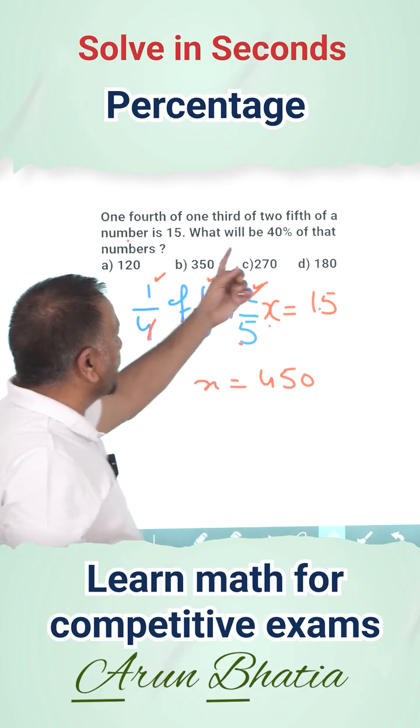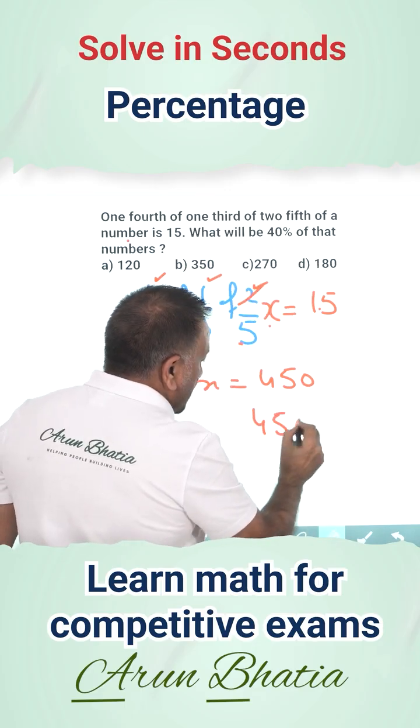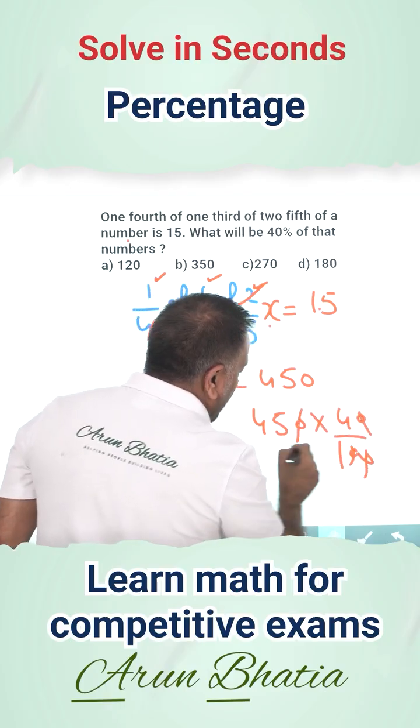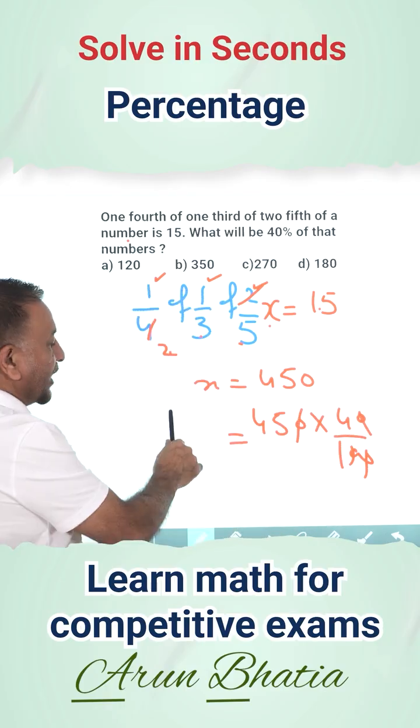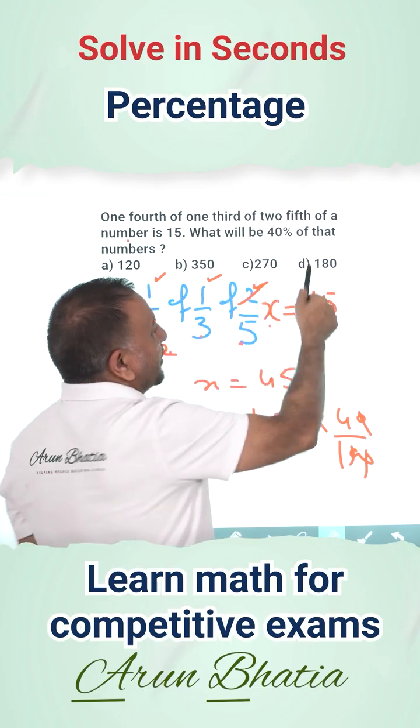But he is asking for the 40% of this. 40% means either you can do like this. This 2 zeros gone away. 45 into 4 is 180. So answer is 180. Where is 180? D is the answer.